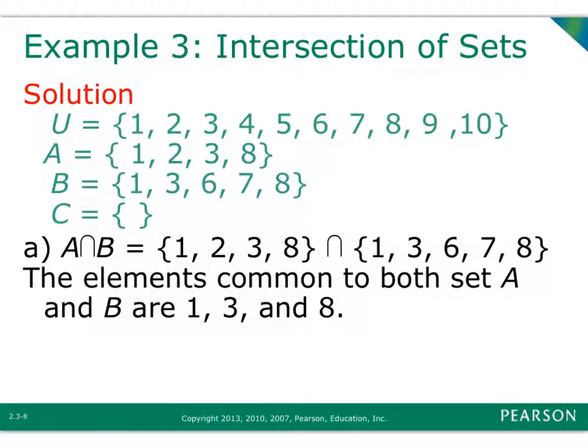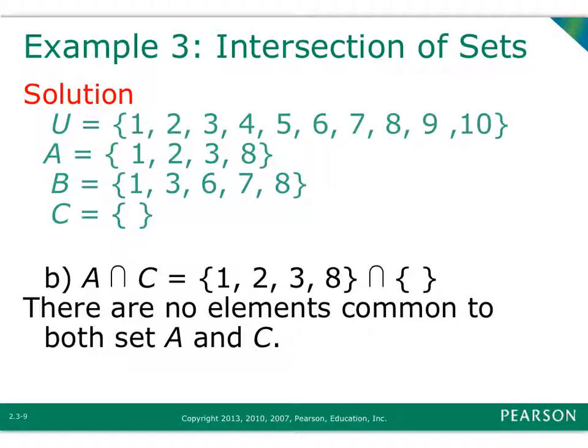So in our first example, we're finding the intersection between A and B. That is, what are the common numbers that are in both A and B? So in this particular example, we see that the number 1 is common to both A and B. 3 is a common number, and also 8 is a common number. So the elements common to both sets A and B are 1, 3, and 8. So therefore, that is our intersection.